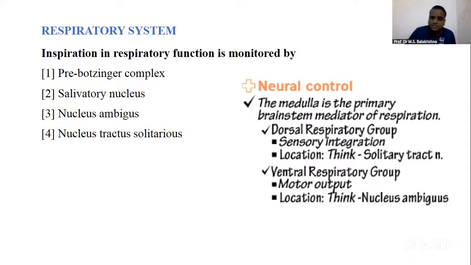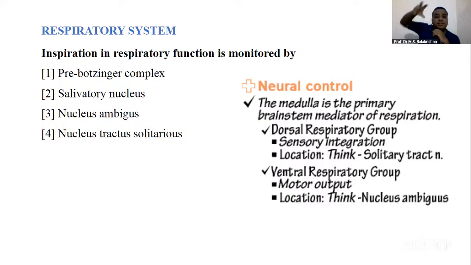So you see the explanation. The medulla is the one which is responsible for controlling respiration. There, two types of neurons are there. Dorsal respiratory group and ventral. Dorsal is responsible for sensory integration, so information is going towards the brain only. And the function is solitary, like single. The ventral respiratory group is motor output. Location is nucleus ambiguus.